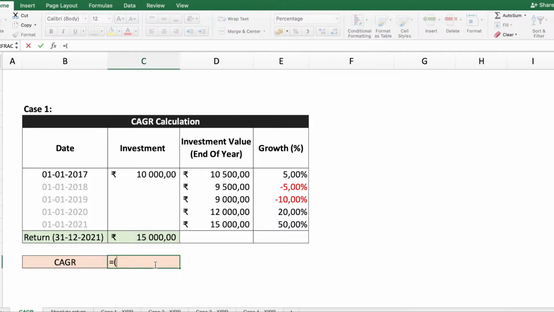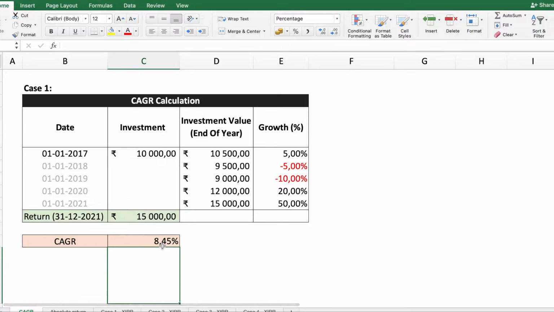CAGR is equal to, open the bracket, the investment return value divided by the investment amount, close the bracket, raise the power, again open the bracket, 1 divided by how many years? 5, close the bracket, minus 1. So this is your CAGR formula. So it became 8.45%. What does it mean? That means every year, the 10,000 was growing at the rate of 8.45%.